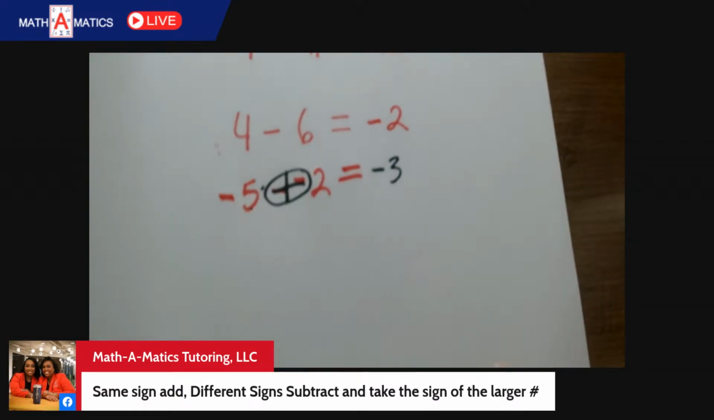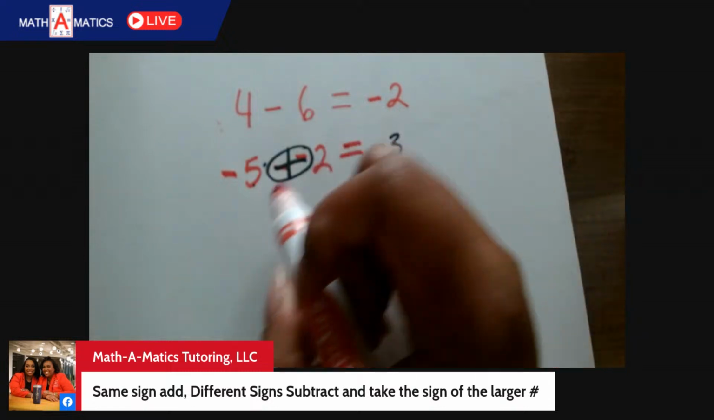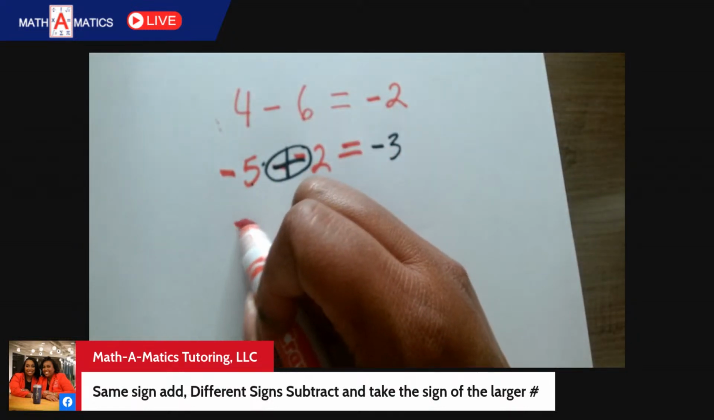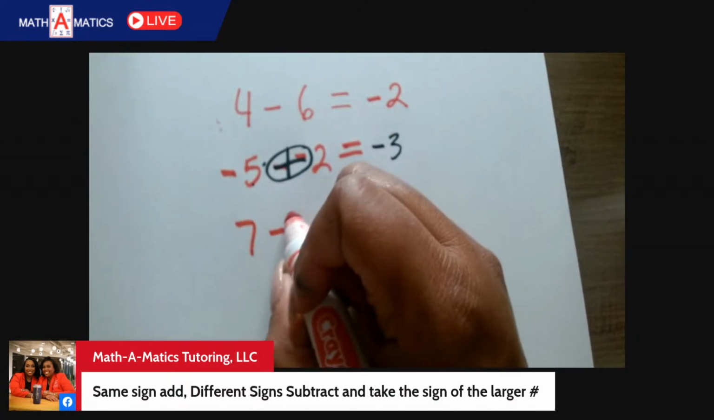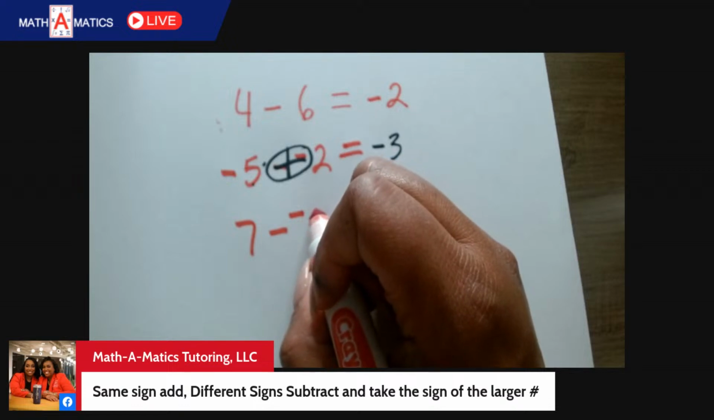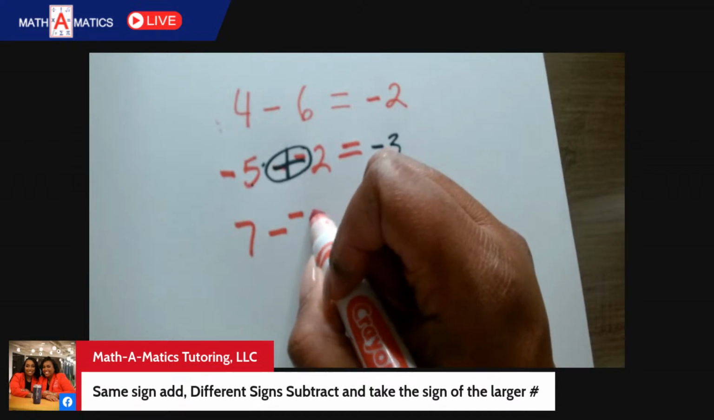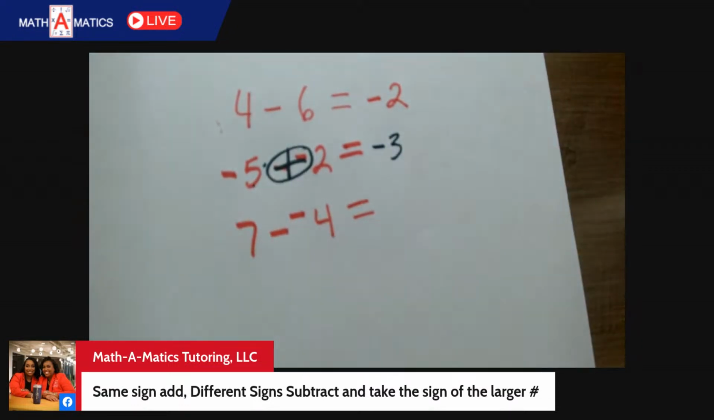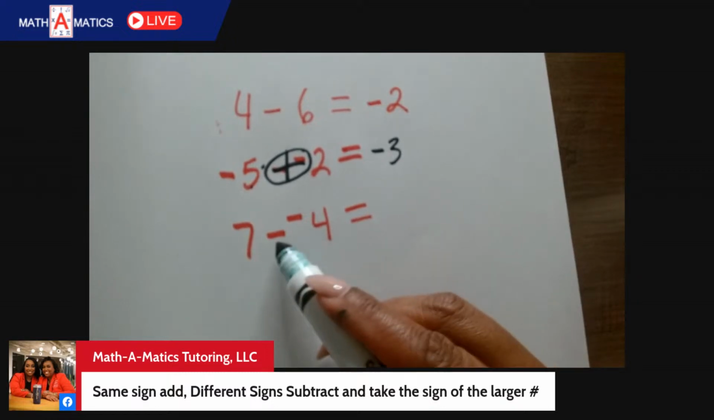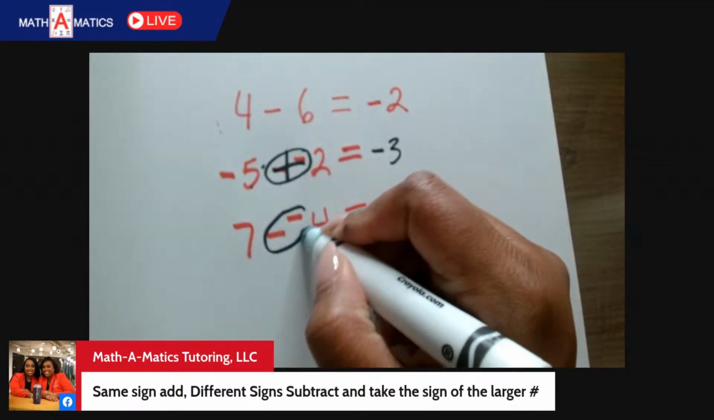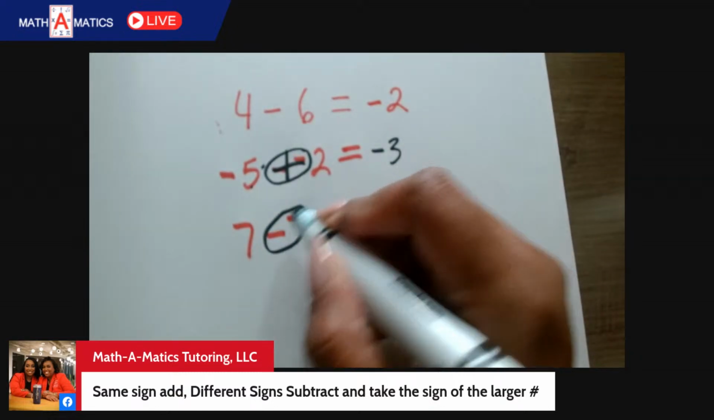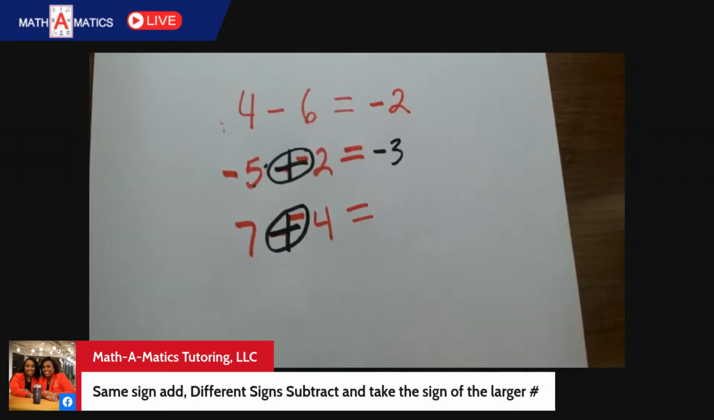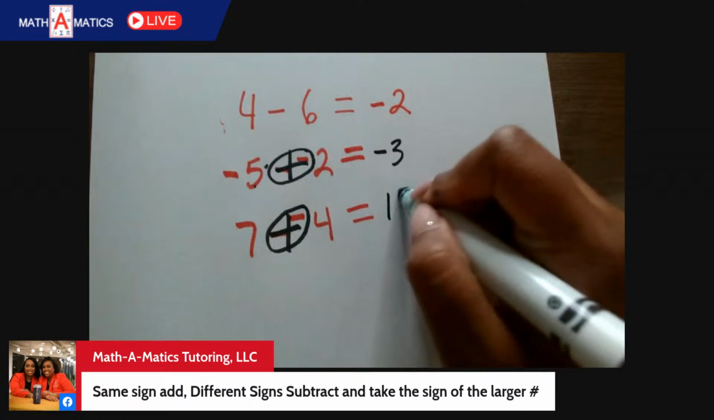All right, and then I'm going to do one more for you like this. So say we had 7 minus a -4. Again, we have a minus and a minus, so we're going to circle those and turn it to a plus. So now they're actually the same sign because they're both positive now. So that's really 7 plus 4, which will be 11.